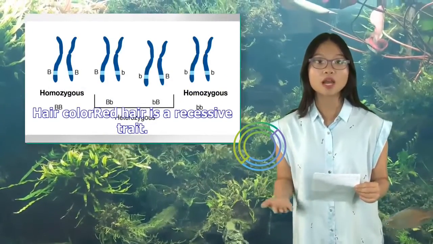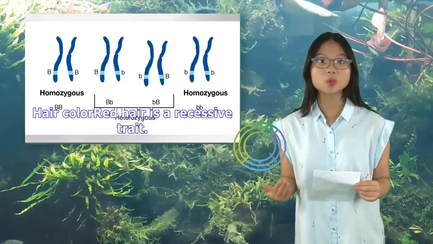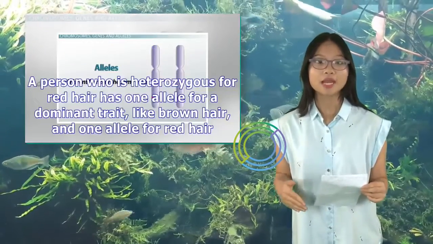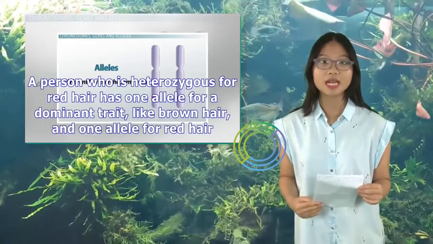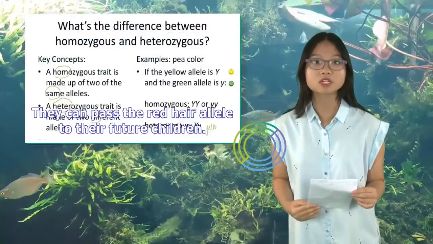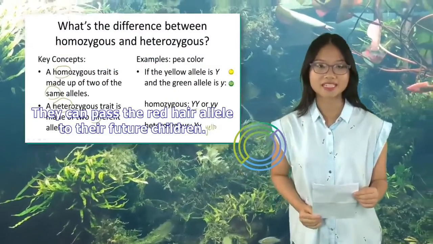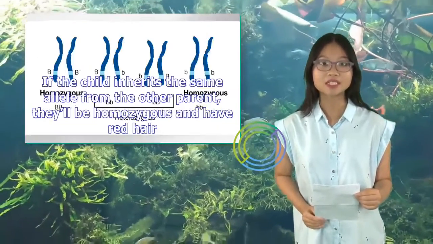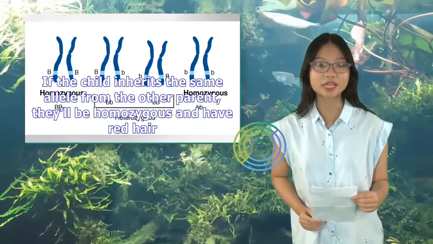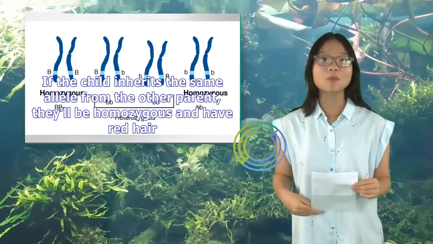Hair color. Red hair is a recessive trait. A person who is heterozygous for red hair has 1 allele for a dominant trait, like brown hair, and 1 allele for red hair. They can pass the red hair allele to their future children. If the child inherits the same allele from the other parent, they'll be homozygous and have red hair.